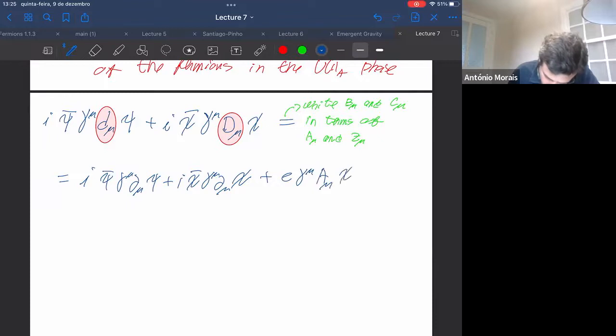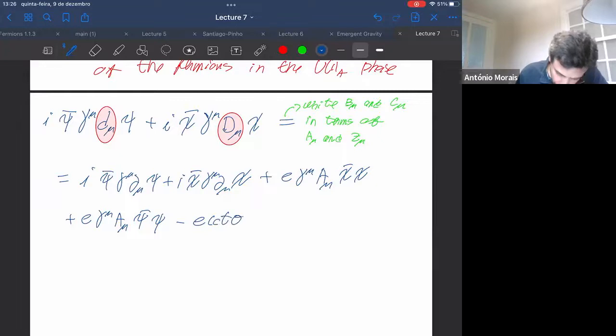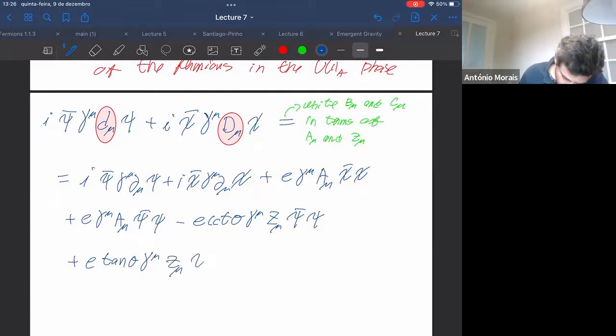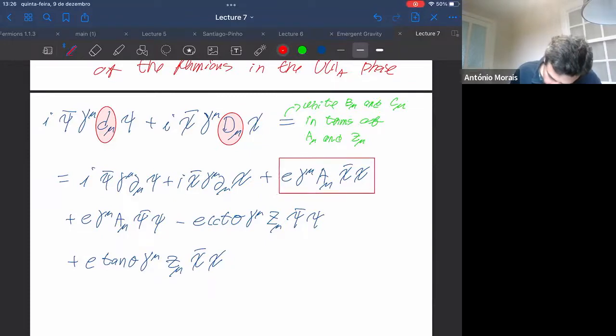A mu chi bar chi plus E gamma mu A mu psi bar psi minus E cot theta gamma mu Z mu psi bar psi. So these are currents that we are writing here. Plus E tangent theta gamma mu Z mu chi bar chi, and of course plus the interactions with the Higgs that we already discussed. And look, here we have this interaction with a field.